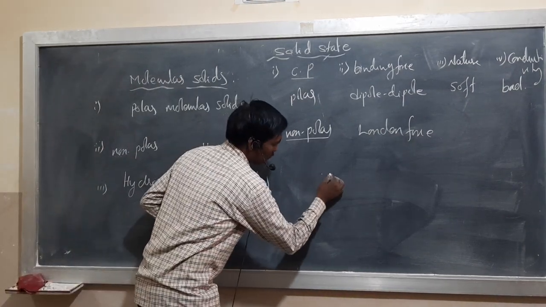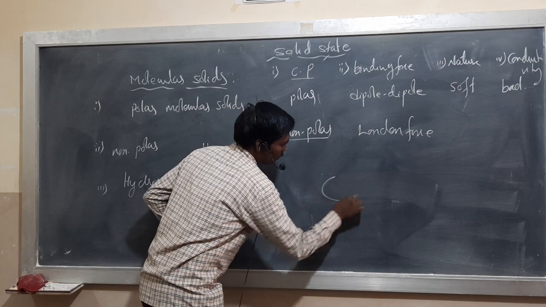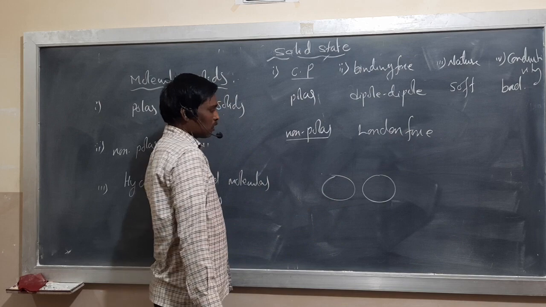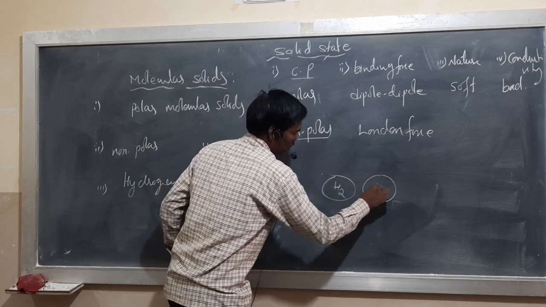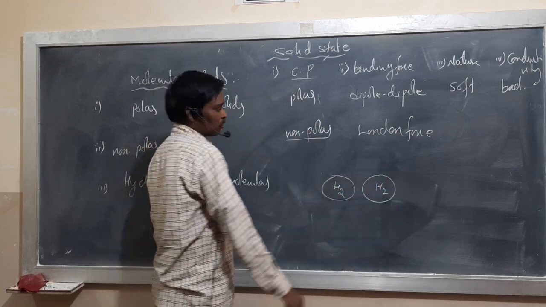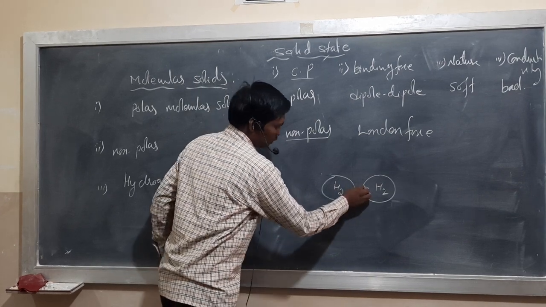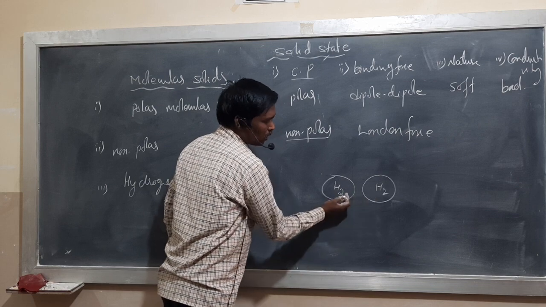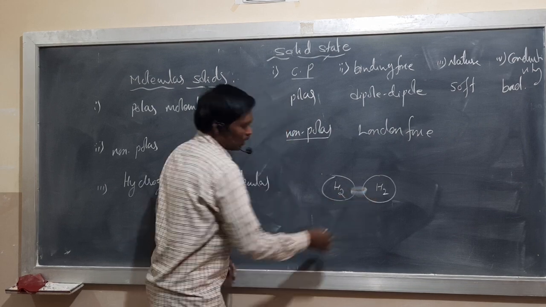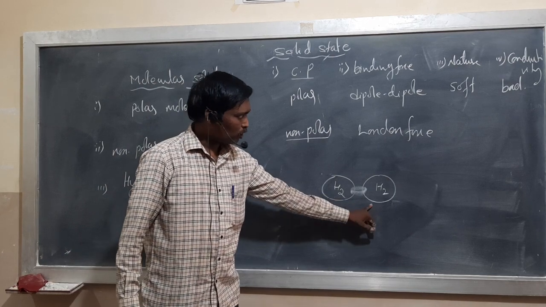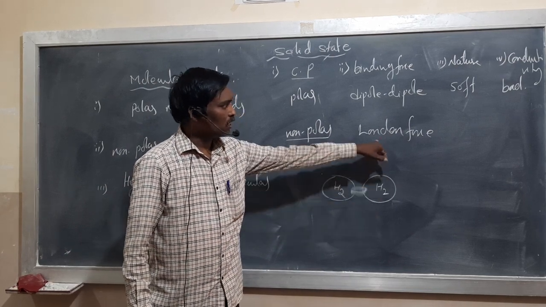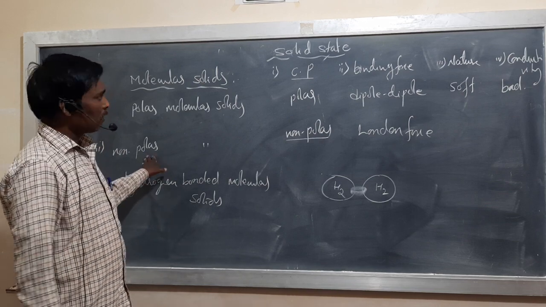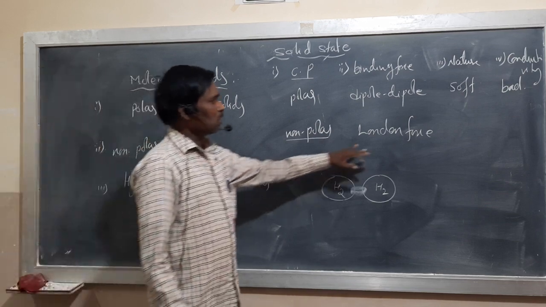For example, think this is one non-polar molecule, say hydrogen, and there is another non-polar molecule, this is a hydrogen molecule, this is also a hydrogen molecule. When we imagine solid hydrogen, there is a certain force which binds these H2 molecules. That force is present between the two non-polar molecules, and we call it a London force or dispersion force. So the force of attraction present between non-polar molecules is the London force.